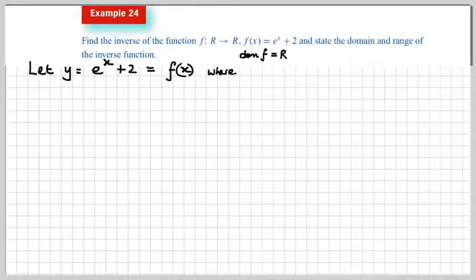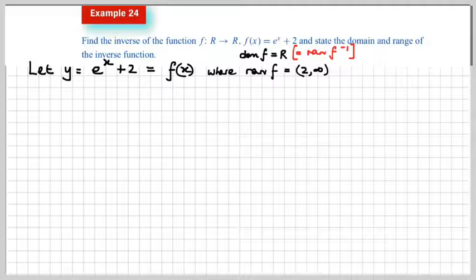Okay, so what have we got there? I've got the domain of f is all real numbers, and I've also got the range of the original function, which is from 2, not including 2, up to infinity, which is also going to be the domain of the inverse. Remember, everything swaps: x and y swap, so domain is going to become range of the inverse, and range is going to be domain of the inverse.